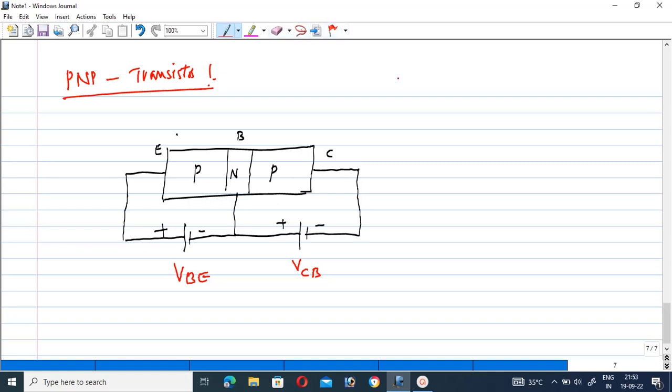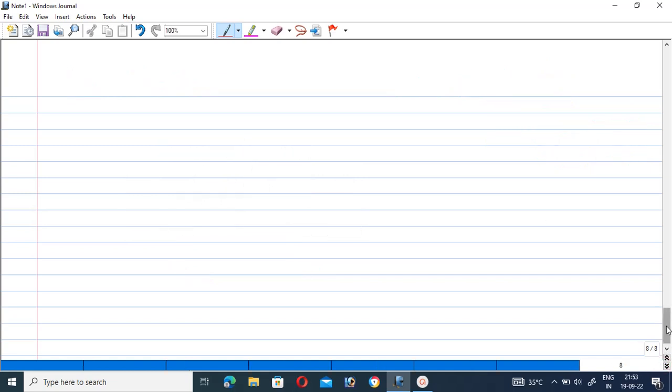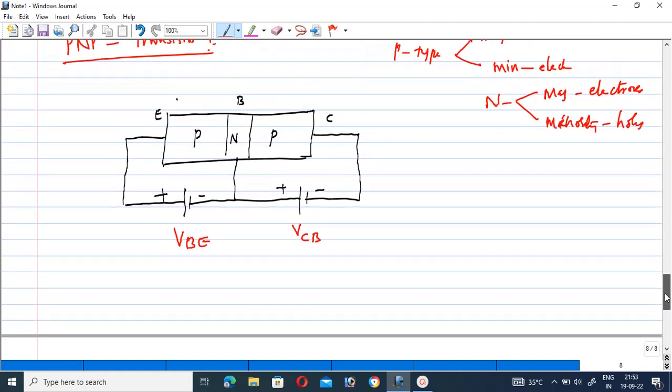So in case of the P-type semiconductor, I will just mention, the majority charge carriers are holes and the minority charge carriers are electrons. As well as in case of the N-type, the majority are electrons and the minority are holes. This is very important, right? If you know this basic only, then this analysis is quite easy, right? So let us see here, this is a block diagrammatic representation.